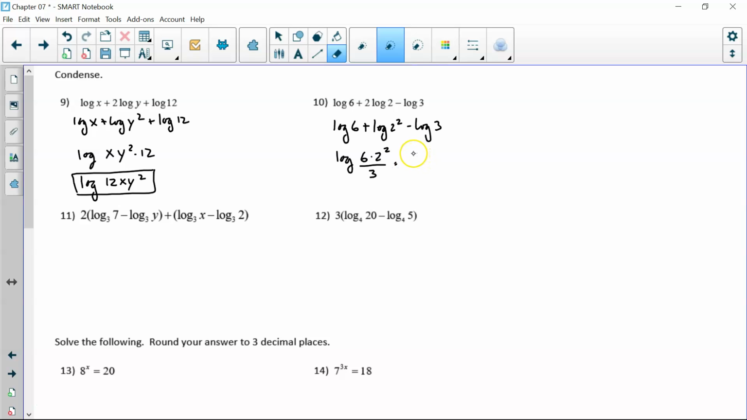Now, we can clean this up a little bit more. This is the same as the log 6 times 2 squared, which is 4 over 3. Now, 6 times 4 divided by 3 is 8. So all this just becomes the log of 8. No base shown. The base is 10.